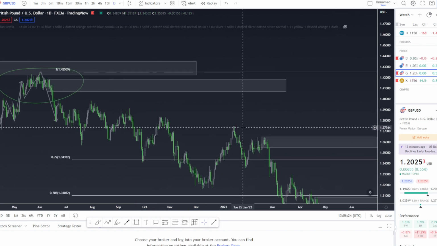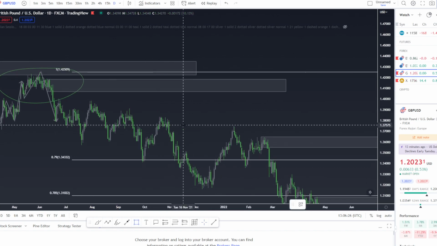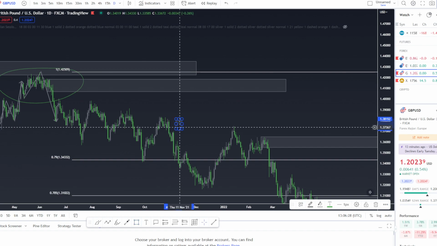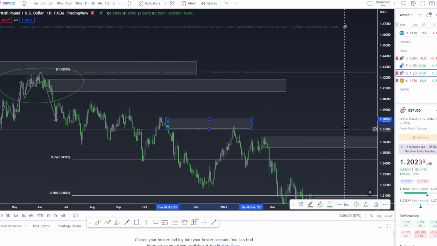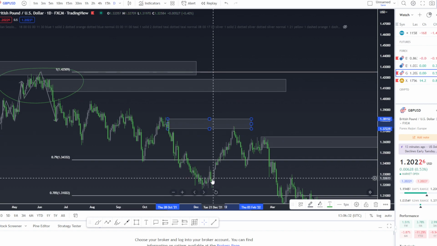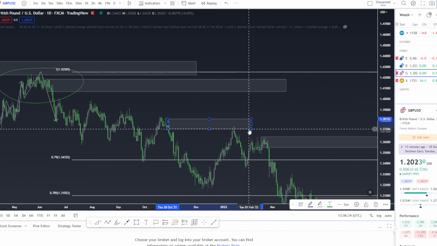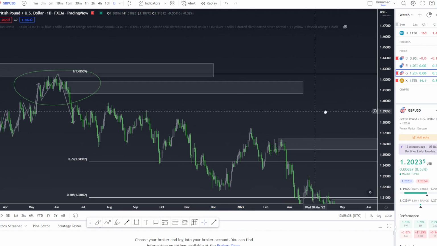And we have that extreme up there. Why aren't we going to use something like this? Because it's already mitigated. As you can see, price came back and mitigated this zone already. So that's an invalid zone for me, all right?